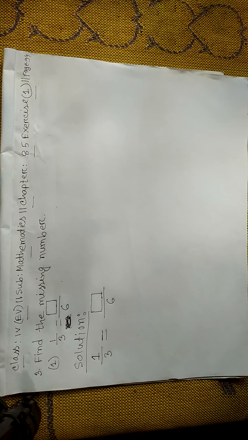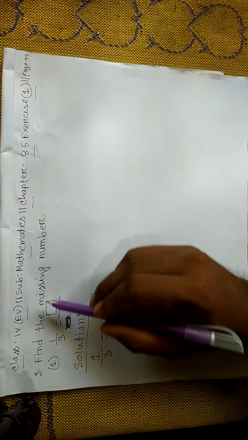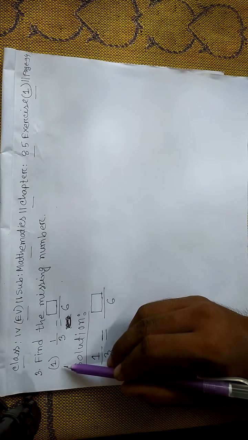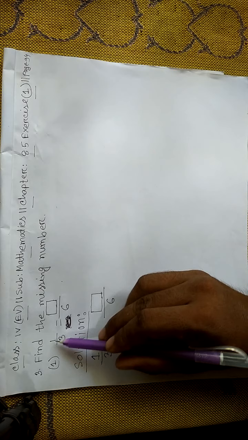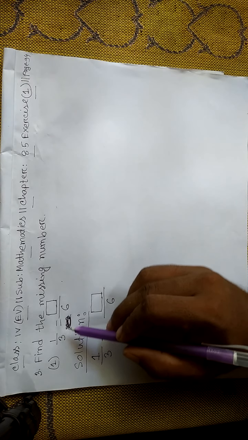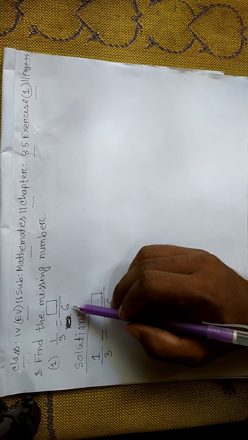Today is my topic 8.5, exercise 1, page number 94 of the textbook. Question 3. Find the missing number. Question 1. Read the question. 1 by 3 equals blank box by 6. So, solution.